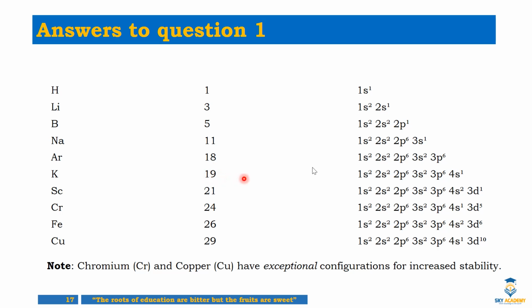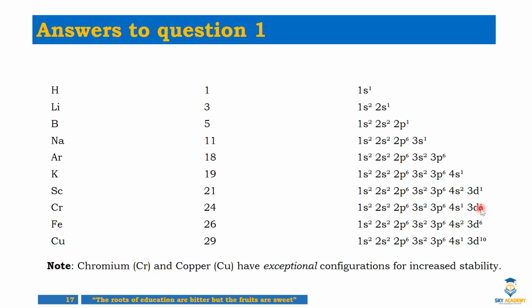Potassium with 19 electrons, 1s2, 2s2, 2p6, 3s2, 3p6, 4s1. Scandium 21, 1s2, 2s2, 2p6, 3s2, 3p6, 4s2, 3d1. Chromium 24, 1s2, 2s2, 2p6, 3s2, 3p6, 4s1, 3d5.